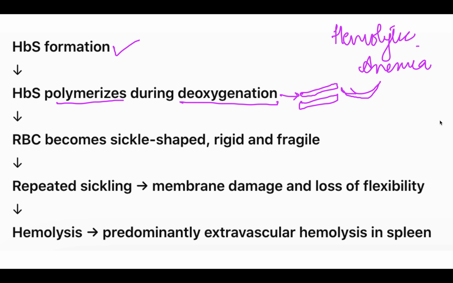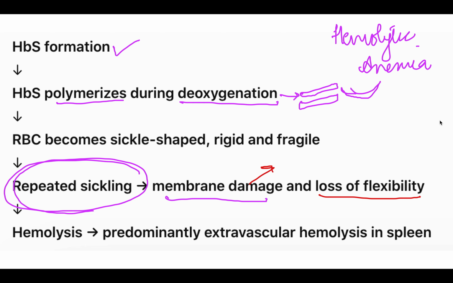Now routinely what happens is that whenever the oxygen saturation comes back, these RBCs become normal biconcave. Then again when there is deoxygenation, they become sickle shaped. This is repeated, repeated sickling takes place. When this repeated sickling takes place, there is membrane damage, with loss of flexibility, and now these RBCs become permanently sickled. Now permanent sickling takes place.